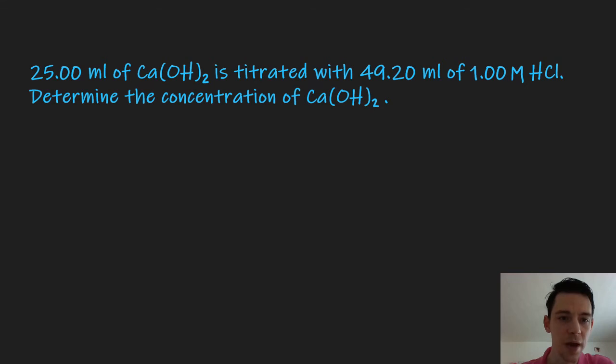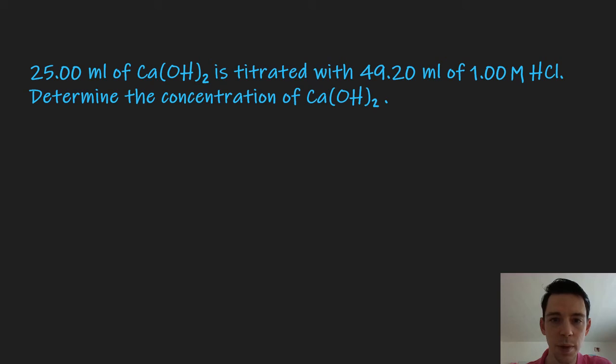All right, here we have an example problem. 25 milliliters of calcium hydroxide is titrated with 49.2 milliliters of 1 molar hydrochloric acid. Determine the concentration of calcium hydroxide. So in this example problem, we are given the volume and concentration of the acid along with the volume of the base, and we're asked to find the concentration of the base.